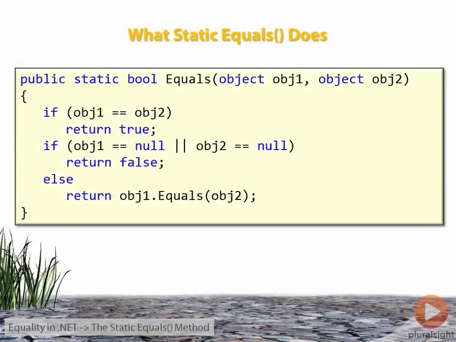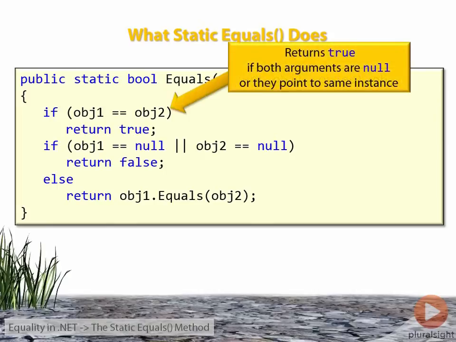Internally, the static equals method is very simple. I've put some code on the slide, which I've written to show the logic of what you'd see if you looked at the actual IL for the method. It first checks whether the two parameters refer to the same object. That's what the equals equals operator will do. This check will also pick up and return true if both parameters are null.